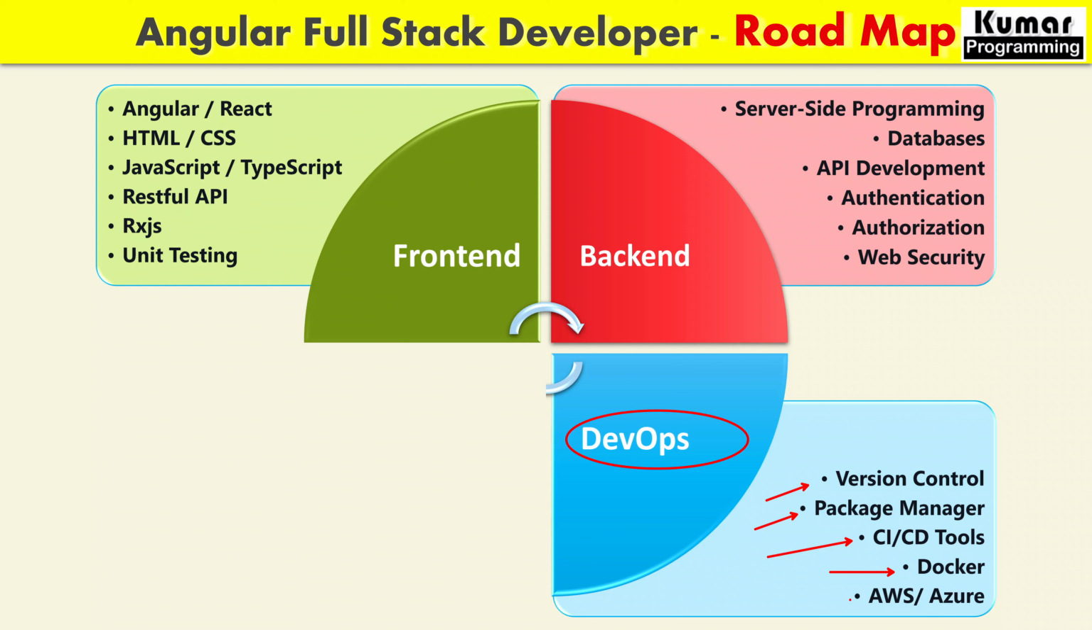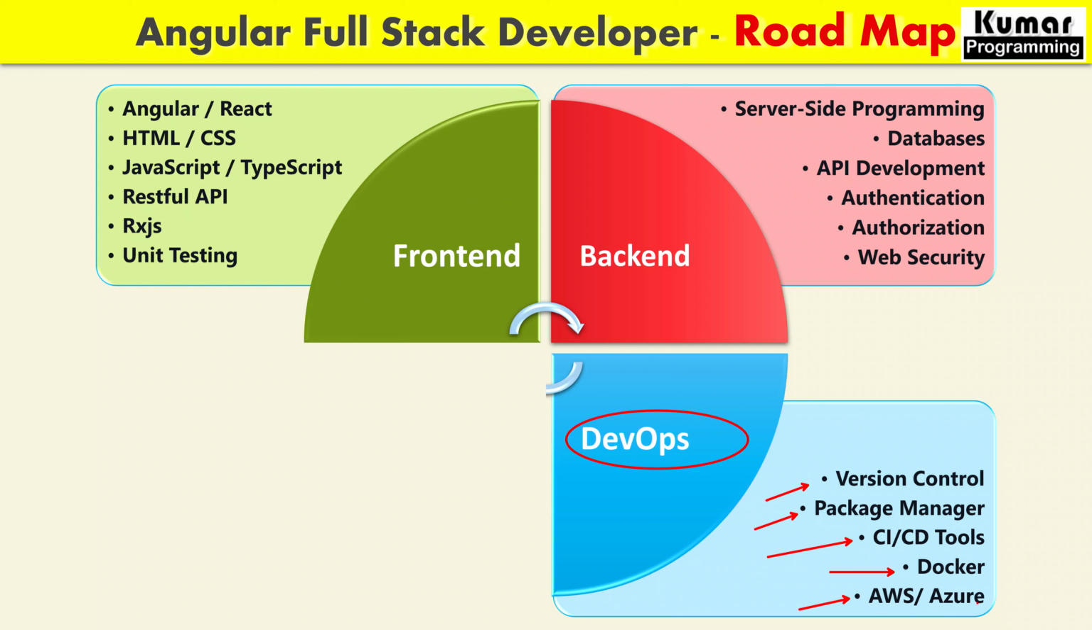Now the next thing from DevOps is cloud. We have the very popular Azure and AWS services. Azure is from Microsoft and AWS is from Amazon. There are a lot of services inside Azure and AWS. No one is expecting you to know all the services, but at least you should have knowledge about a few of them.